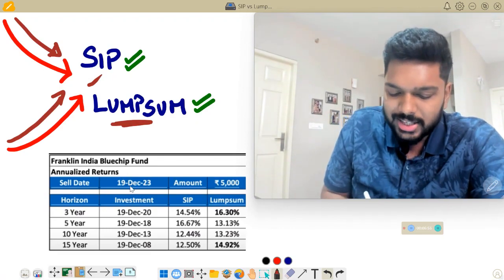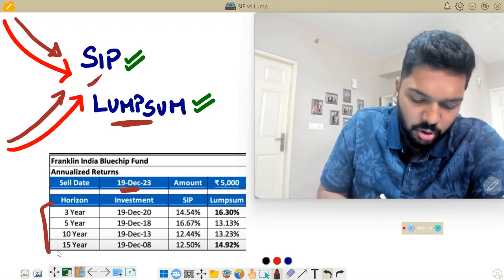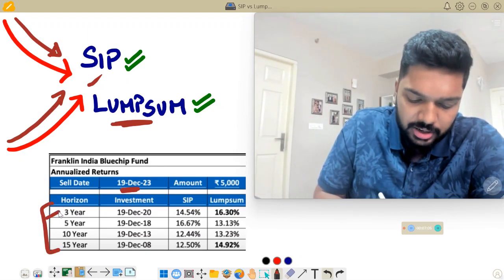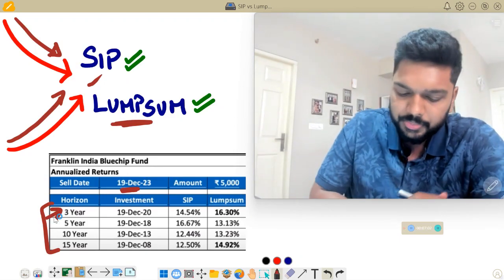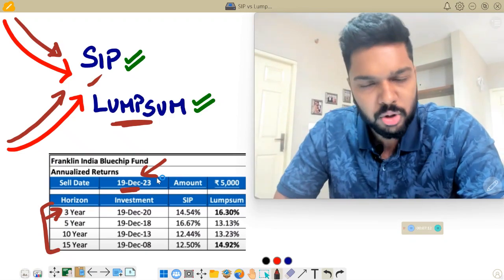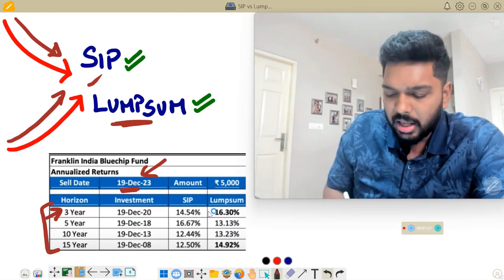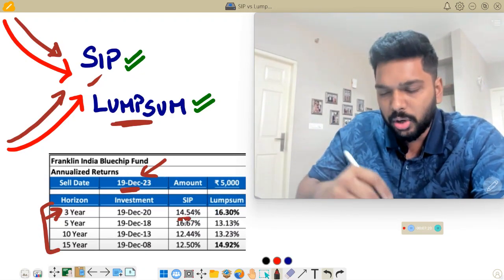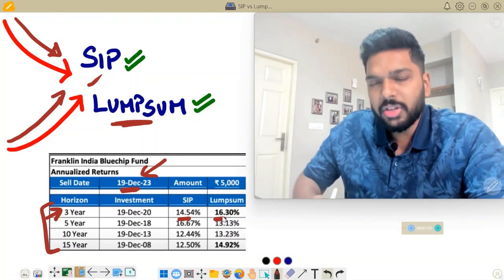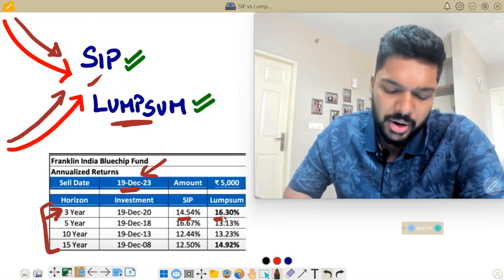Say here your selling date is 19 December 2023 and you have 4 investment horizons here. In the first case, say you're starting with a 3-year investment horizon. 3 years back you start investing and you're selling on 19th of December, you're liquidating or disposing of your mutual fund. If it was through an SIP route over a 3-year period, you will only get 15% when compared to a lump sum method where your annualized return becomes 16.3. So here, for a 3-year investment journey, your annualized return under the lump sum method is higher when compared to the SIP method.